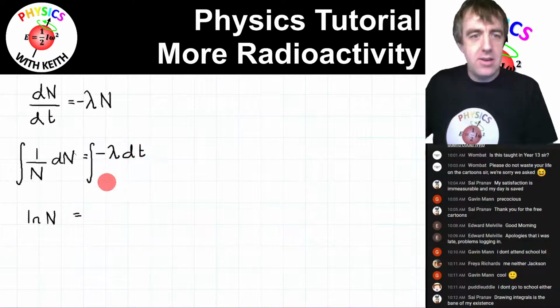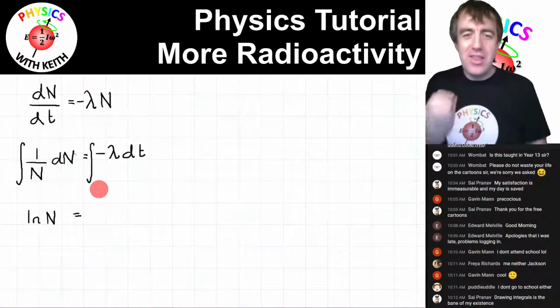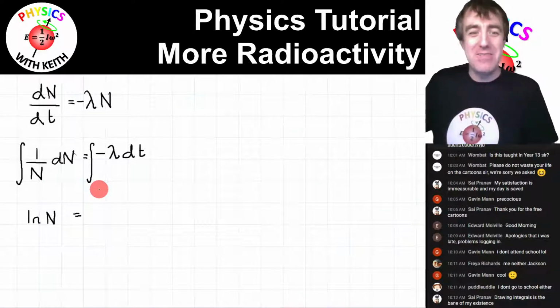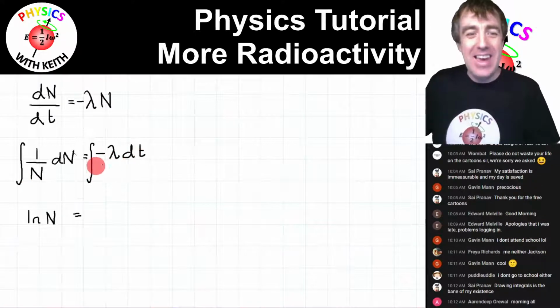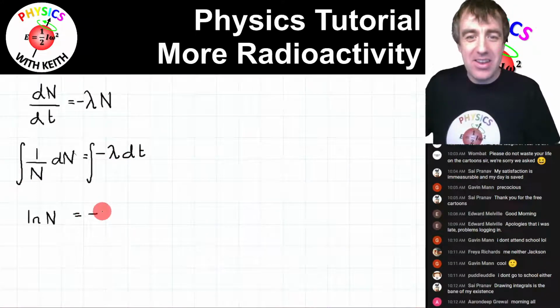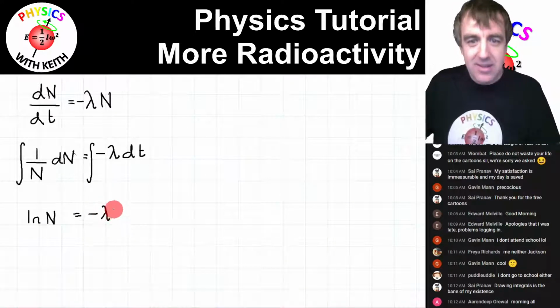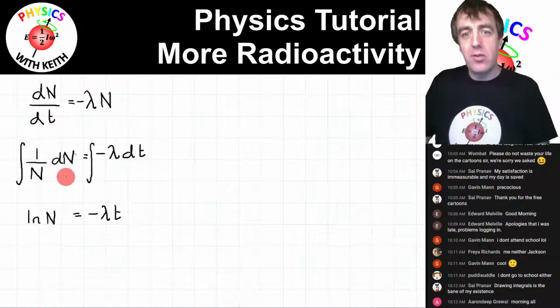And integrating, adding up my, oh, that was a dodgy lambda as well. Right, adding up all those little time intervals, you get this.